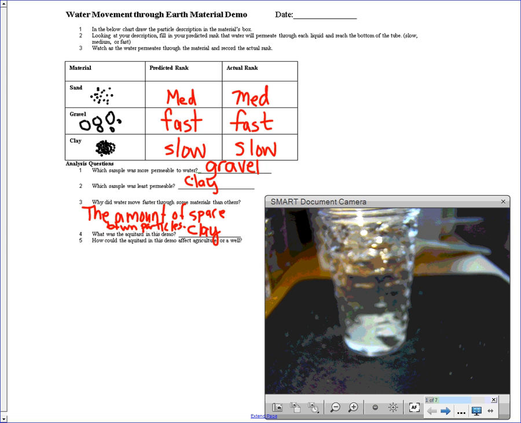Now, last question. How would an aquatard in this demo affect agriculture or wells? Exactly. So she says for the wells, they would basically be dry.